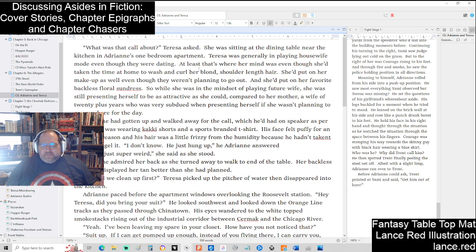Backless. Well, I was like, black floral sundress. There, you pictured. We all pictured the wrong thing. Backless floral sundress. So while she was in the mindset of playing future wife, she was still presenting herself to be as attractive as she could, compared to her mother, a wife of 20 plus years, who was very subdued when presenting herself if she wasn't planning to go anywhere for the day.